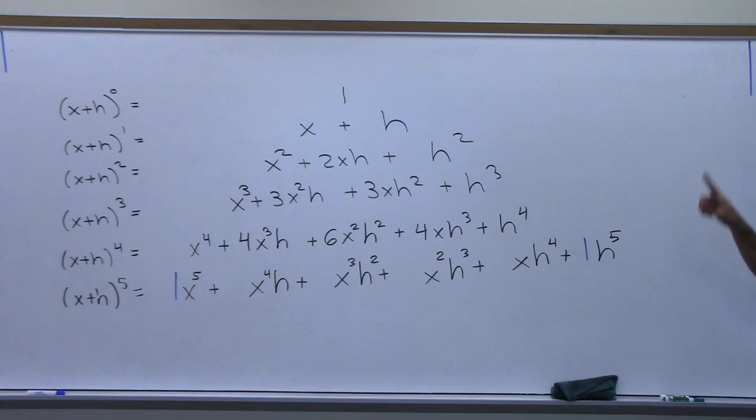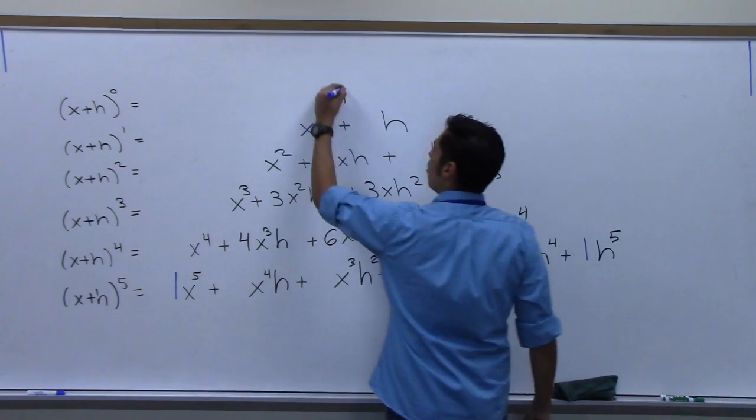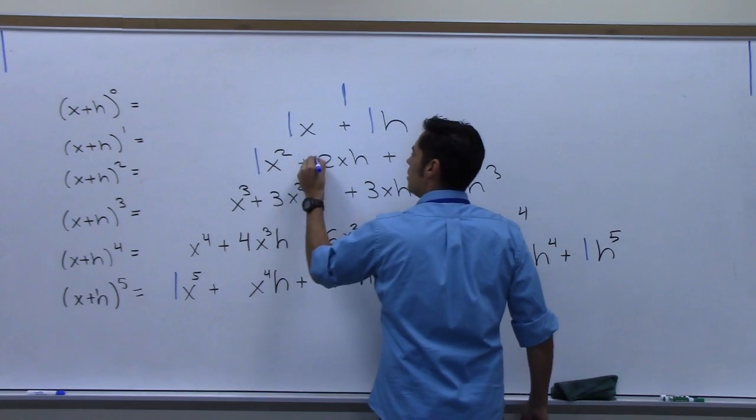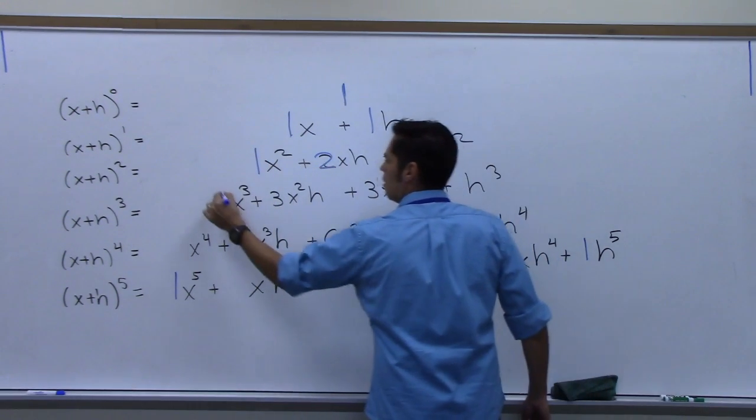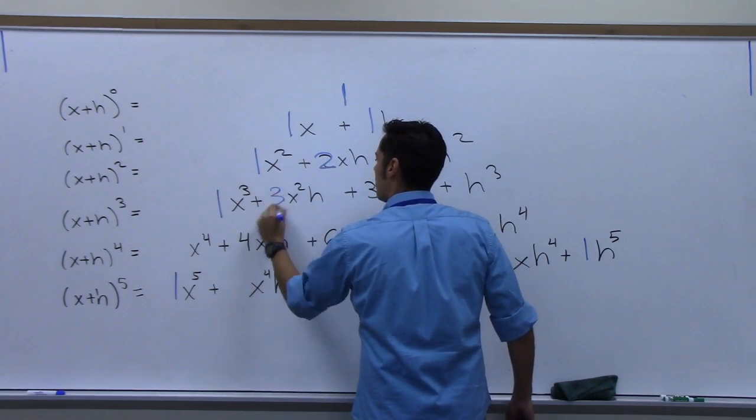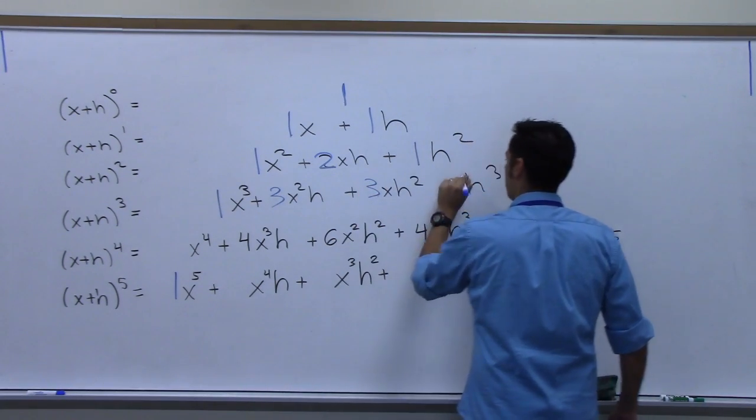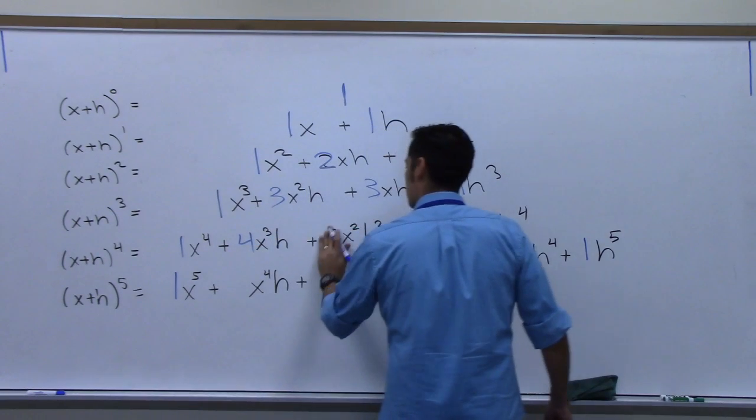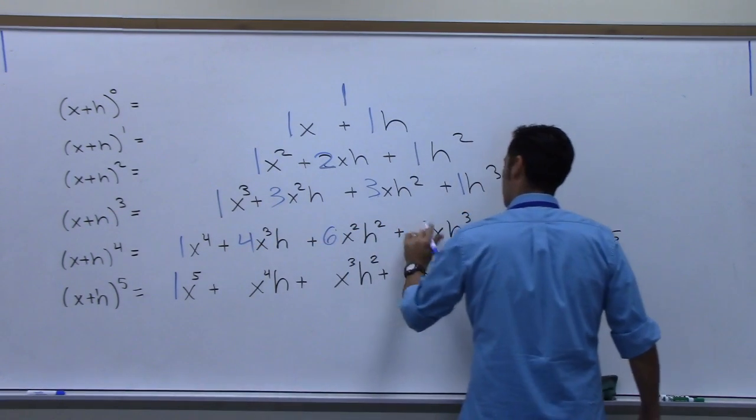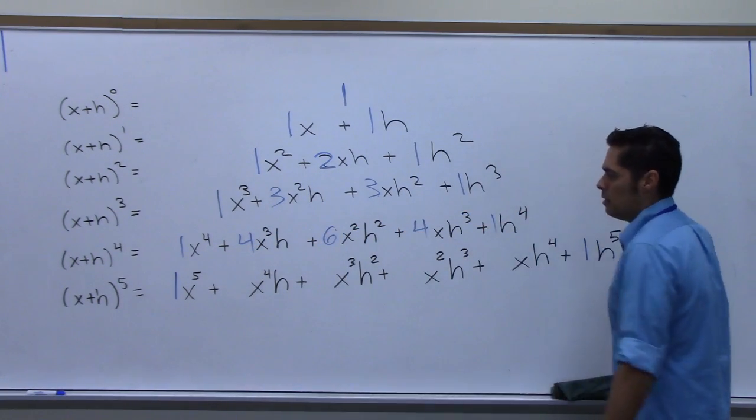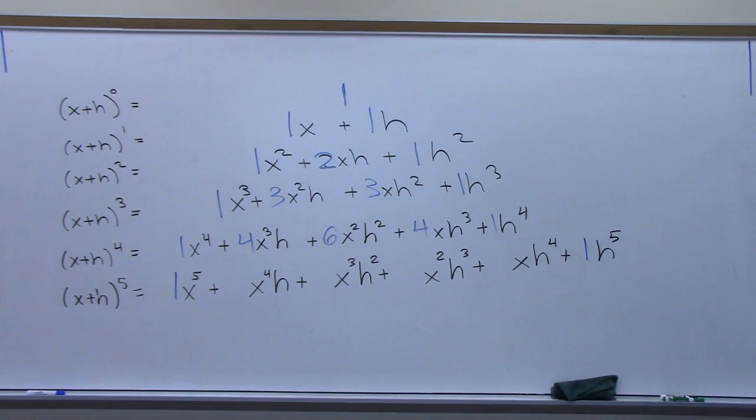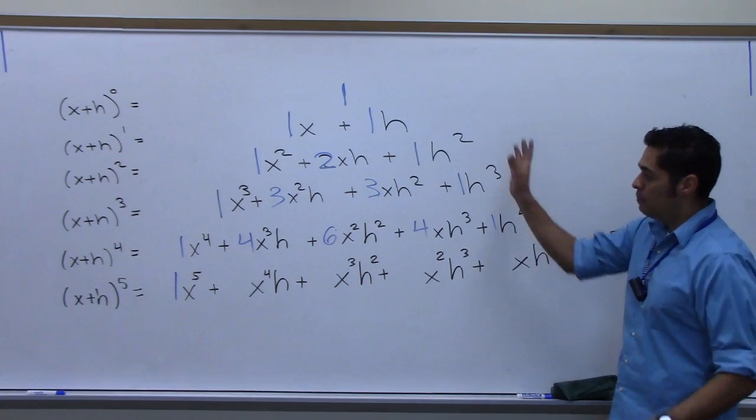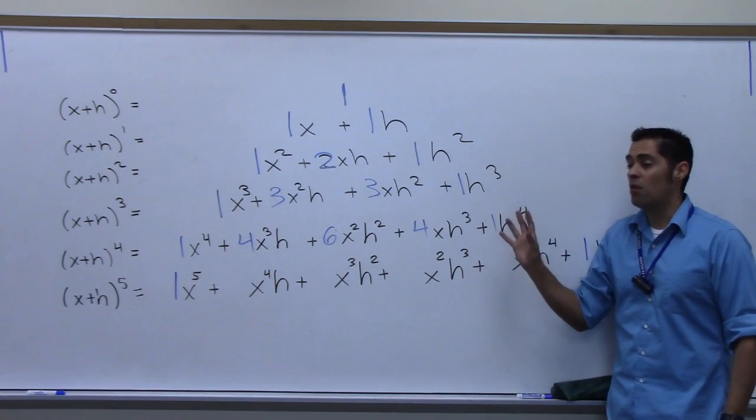Now what I'm going to do is go in here and highlight all the numbers so you can see them. 1, 1, 1, the coefficients. 1, 2, 1, 1, 3, 3, 1, 1, 4, 6, 4, 1. All right? And then I'm going to draw something to connect this all together. The blue here is what's called Pascal's triangle.